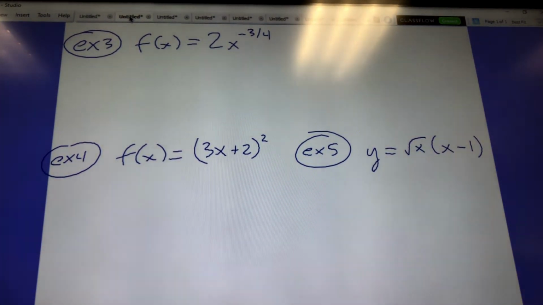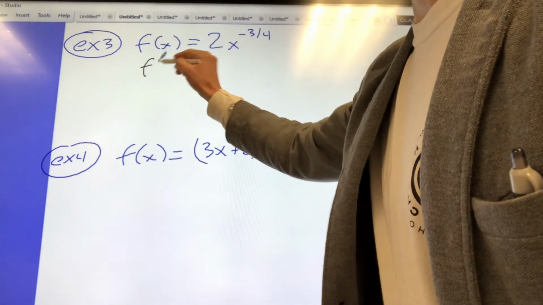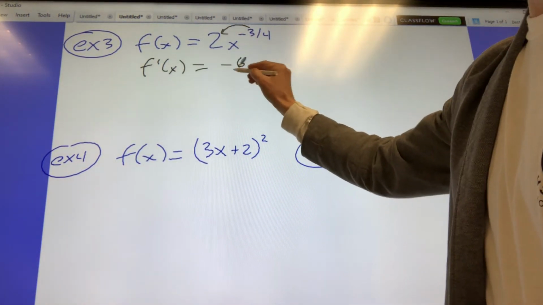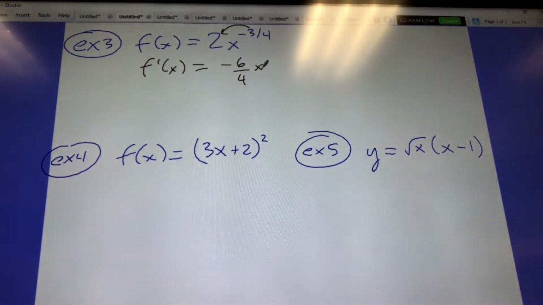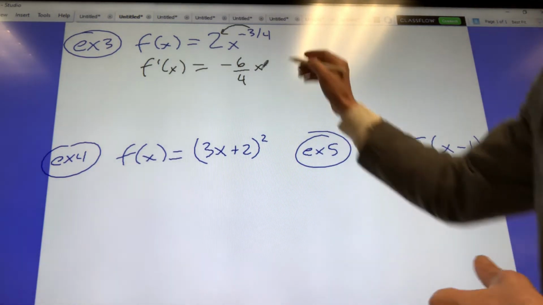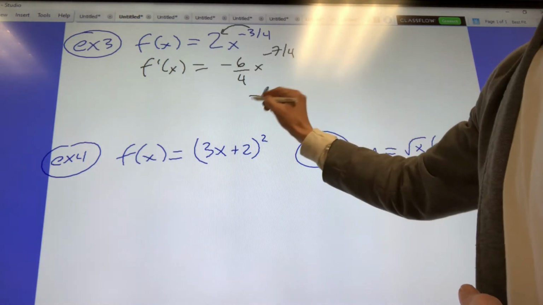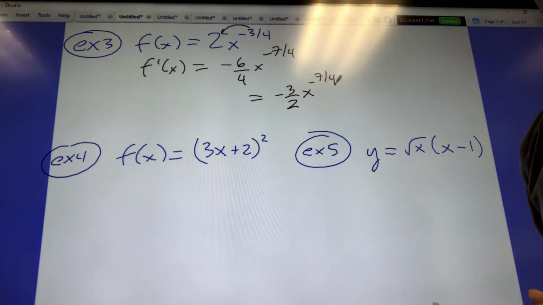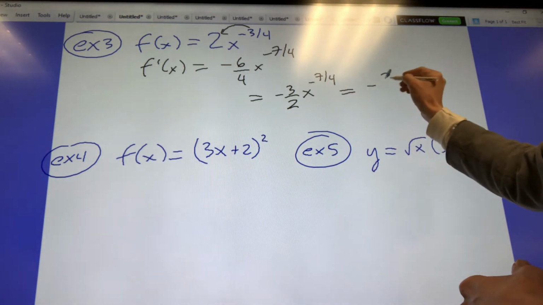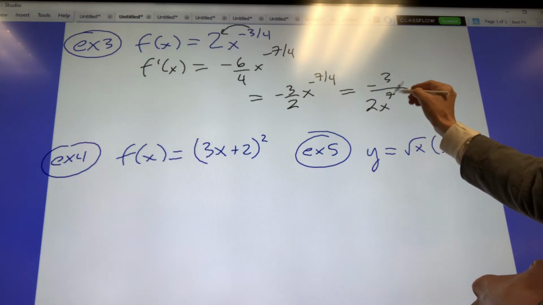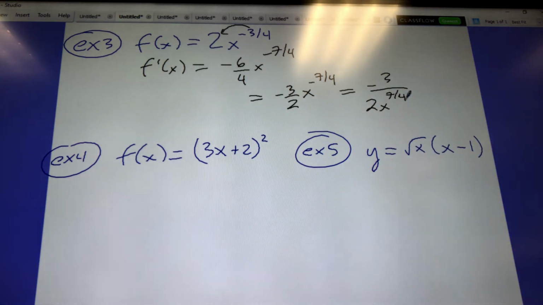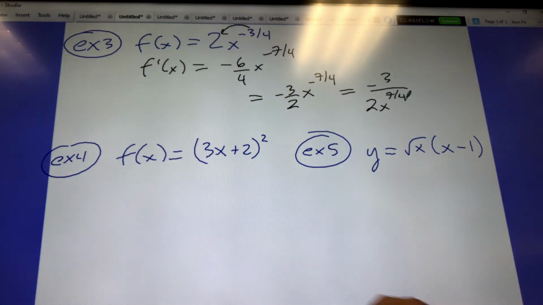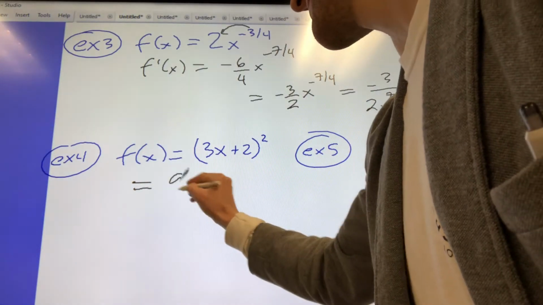Example 3. So f of x is this. So f prime of x, bring down the power. That is a negative 6/4. We'll reduce that in a second. 1 power less, you're going to subtract 4/4, so that's negative 7/4. So this is a negative 3/2 x to the negative 7/4. You know, some places might not want to see that negative exponent, you can also say negative 3/2 x to the 7/4 in the denominator. That's also good.